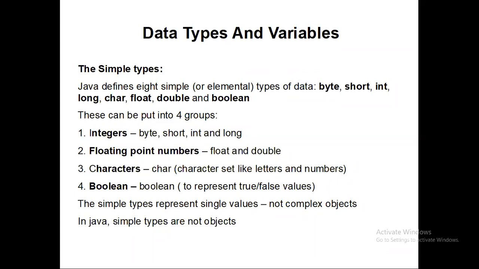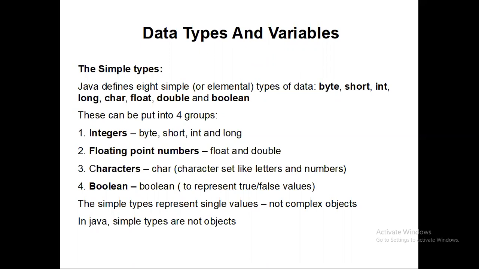Listen. Java defines 8 simple or elemental types of data: byte, short, int, long, char, float, double, and boolean. These are all keywords. I'll tell you which are the keywords because you didn't copy them, so on every screen, whenever we come across keywords, I'll tell you. All of these are keywords here: byte, short, int, long, char, float, double, and boolean.